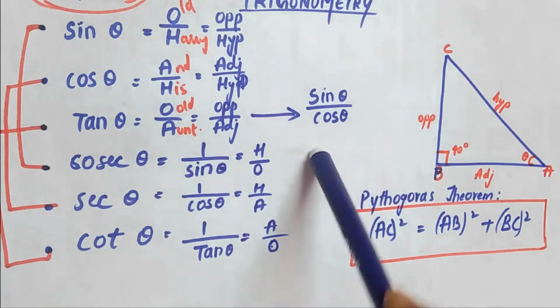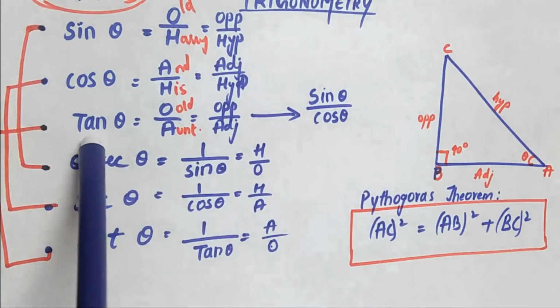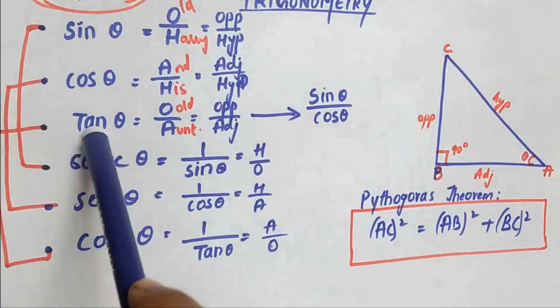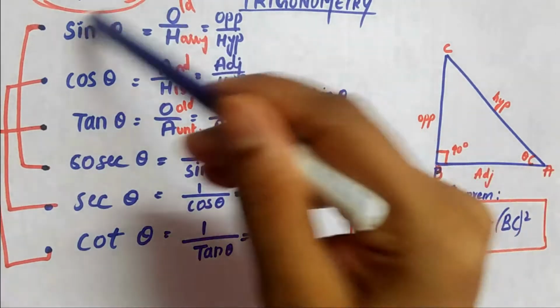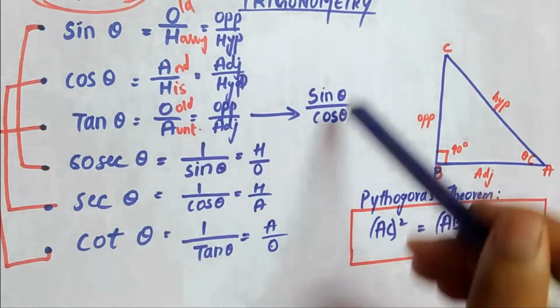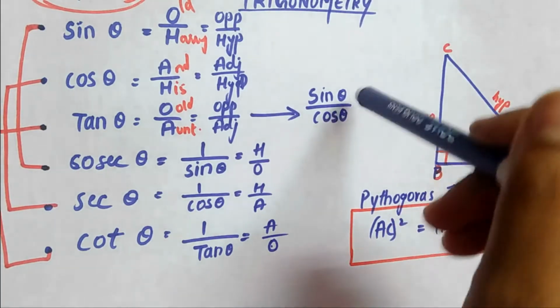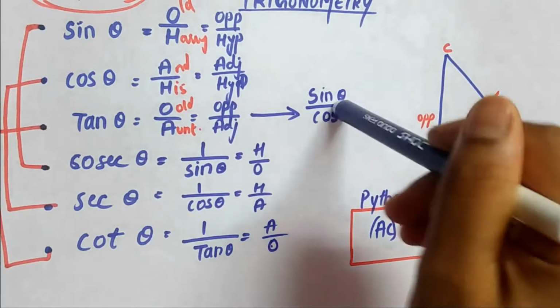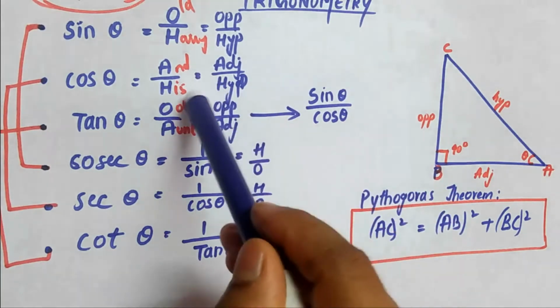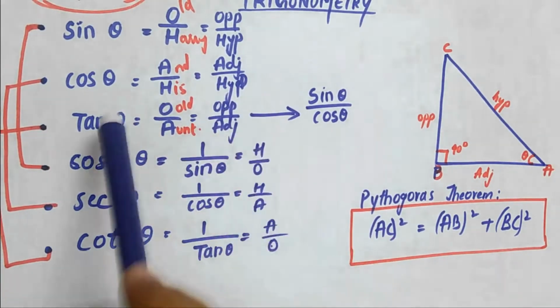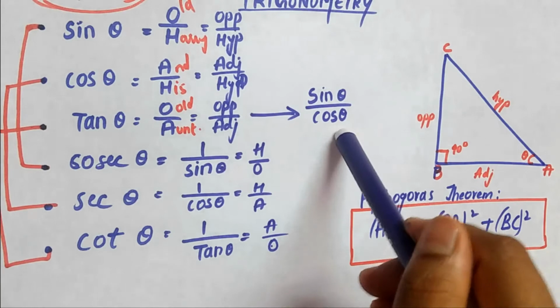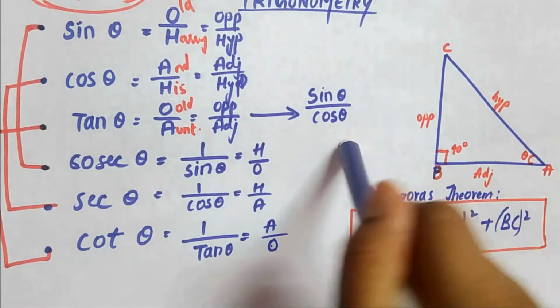Now, we also know that tan theta is nothing but sin theta divided by cos theta. After solving sin theta by cos theta, we arrive at opposite by adjacent, right? So tan is nothing but sin theta by cos theta. It is one of the identities.